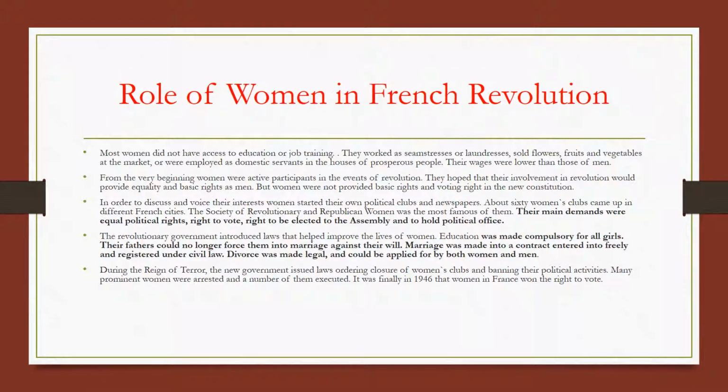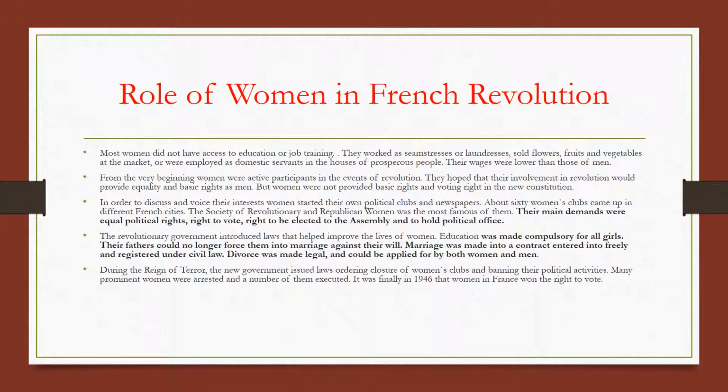Their wages were lower than those of men. From the very beginning, women were active participants in the events of the revolution. They hoped that their involvement in the revolution would provide them equality and the same basic rights as men. But women were not provided basic rights and voting rights in the new constitution.